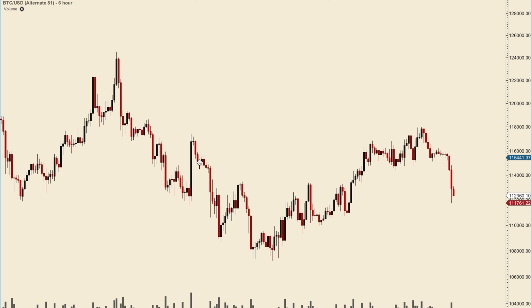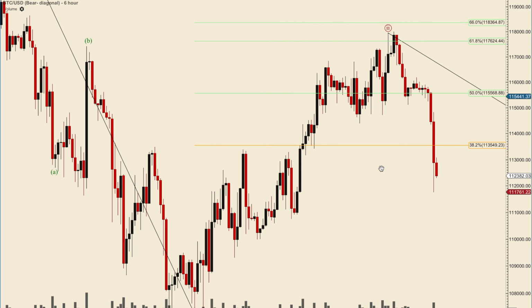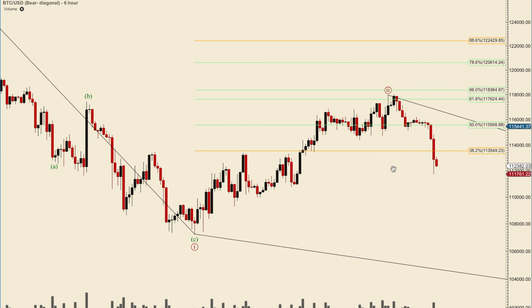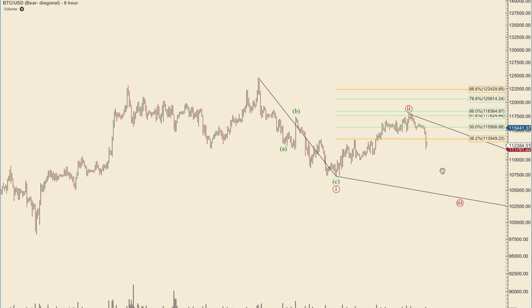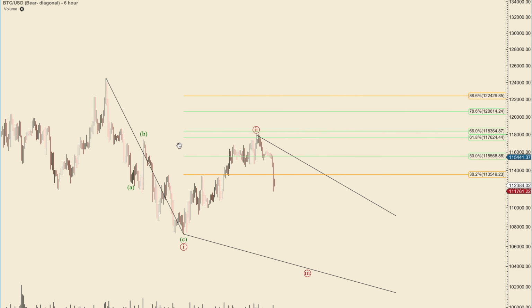And if this is a way higher degree correction, then we are looking to take out this high at some point. You could argue that this is an option, like a bigger diagonal, because then you can count this as a 1, 2, 3, and then we are in a bear market. But diagonals, we are only interested in after at least wave 4 is in. But it's good to be aware of.